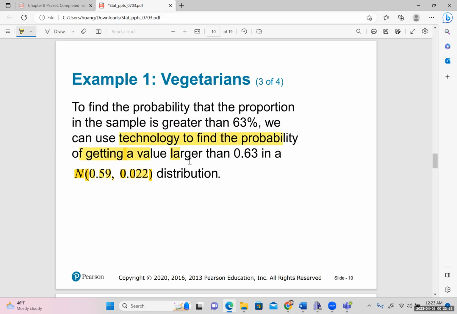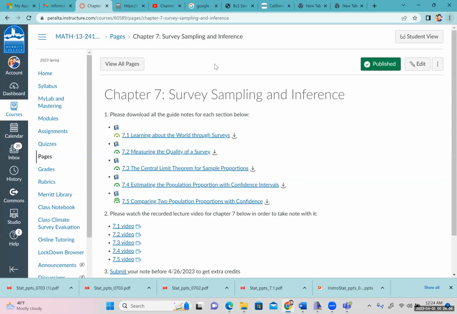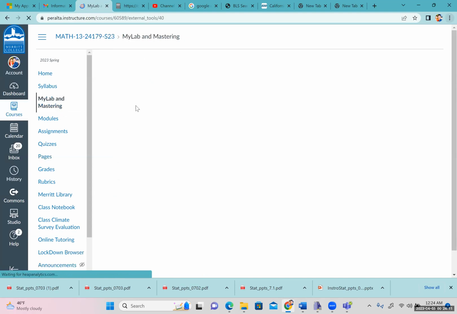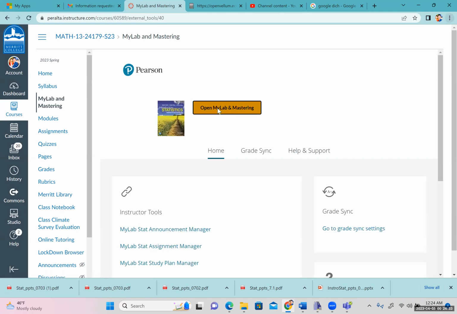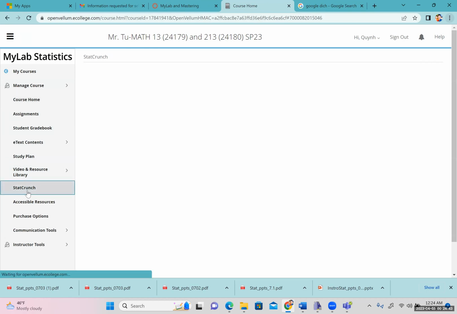All right, so next we're just using StatCrunch as a technology to find the probability of getting a value larger than 0.63, right? So let me open StatCrunch.